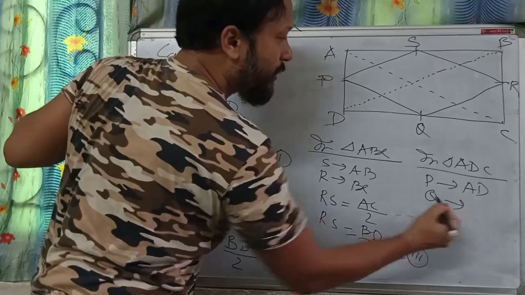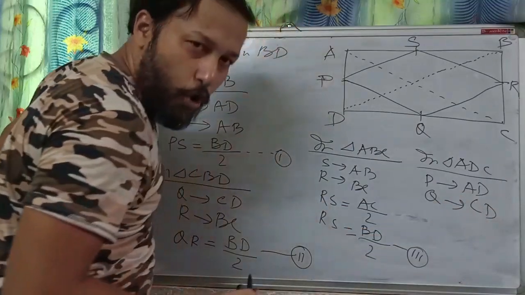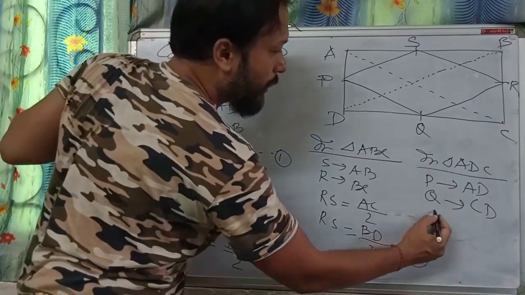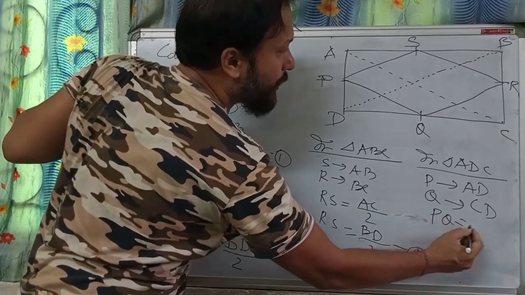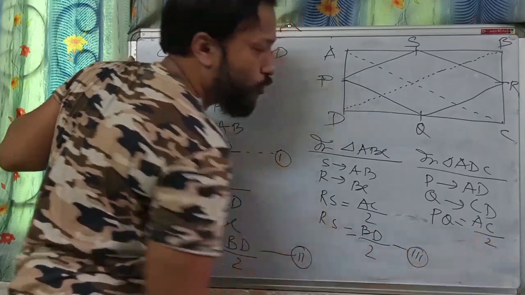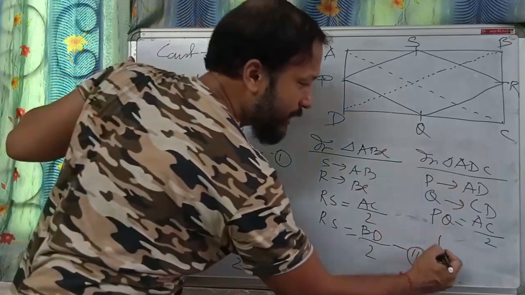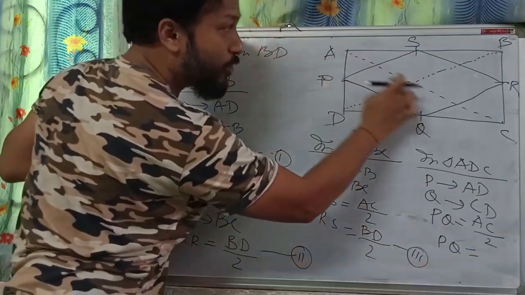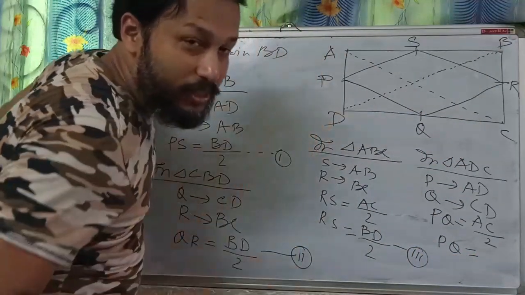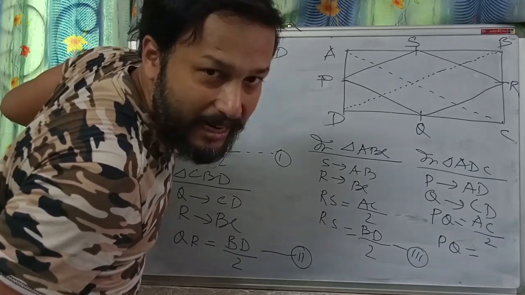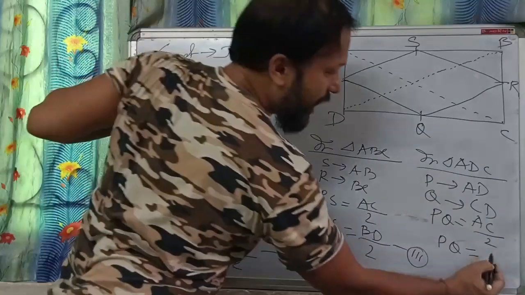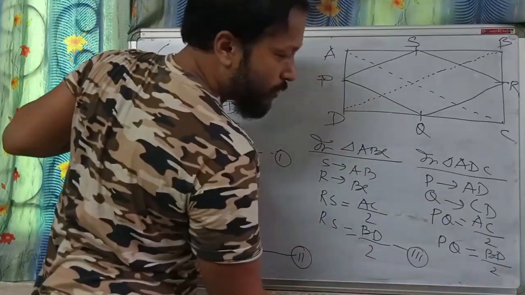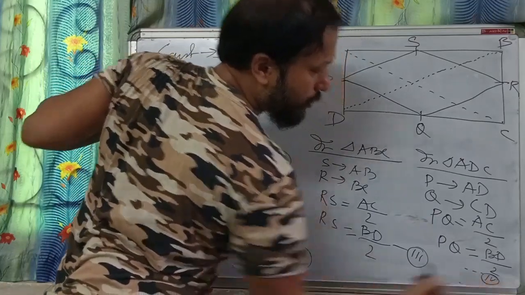And Q is the midpoint of CD. Okay, so I can say that PQ is AC by 2. That means PQ is, now instead of AC, I can write BD because the diagonals of a rectangle are equal. So instead of AC, I can write BD by 2. That is equation 4.